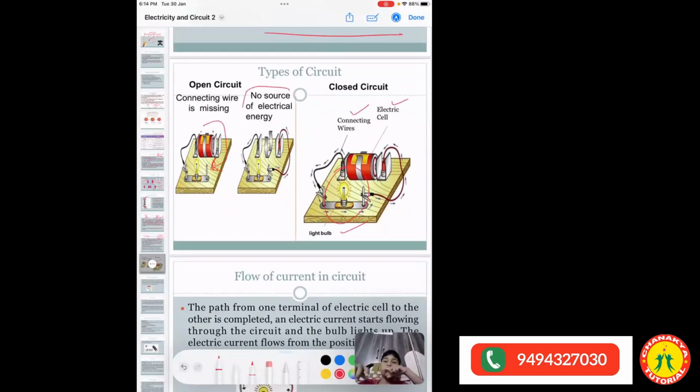And here, there is no source of electric energy. And that is why, though in both the cases, the bulb does not glow. So if we want the bulb to glow, it should have a closed circuit.